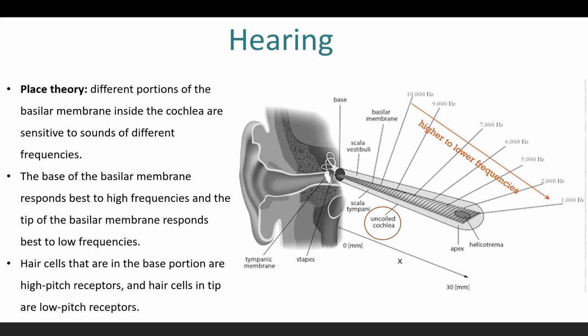And hair cells that are in the base portion are used for higher pitched receptors, whereas hair cells in the tip of the cochlea are used for lower pitched receptors. And once the hair cells pick up these different high-pitched or low-pitched receptors, it sends that information through the auditory nerve to the auditory cortex within the brain.